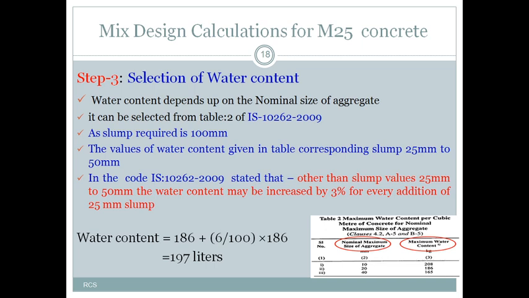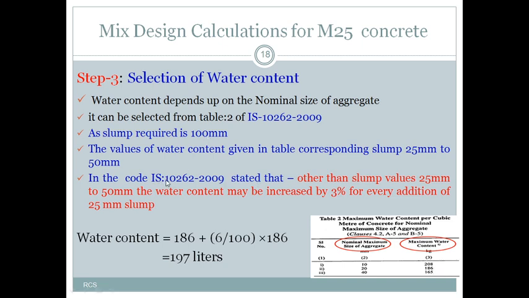Next one is selection of water content. As we know, the selection of water content depends upon the nominal size of aggregate. It can be selected from IS 10262-2009. In our problem, the slump required is 100 mm. The table is related to a slump of 25 mm to 50 mm only. It says that for a nominal size of 20 mm, if the slump is 50 mm, then I will get the amount of water as 186 liters. But my slump here is 100 mm.